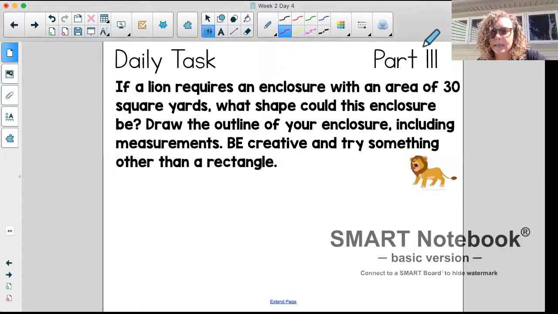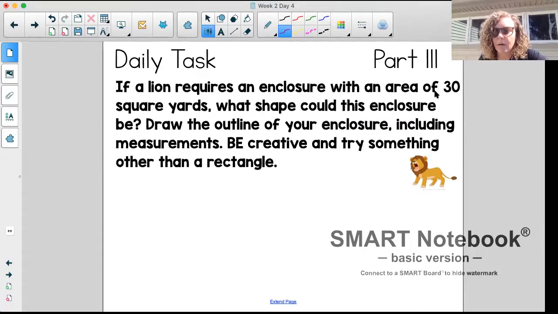All right, your last task for today, this is part 3. If a lion requires an enclosure with an area of 30 square yards, what shape could this enclosure be? Draw the outline of your enclosure, including measurements. Be creative and try something other than a rectangle. We could very easily come up with different ways to make 30. We know we could do 6 times 5 is 30, 10 times 3, 30 times 1. We know all the different ways to make an area of 30, but we're going to be creative this time. So there's more than one right answer.